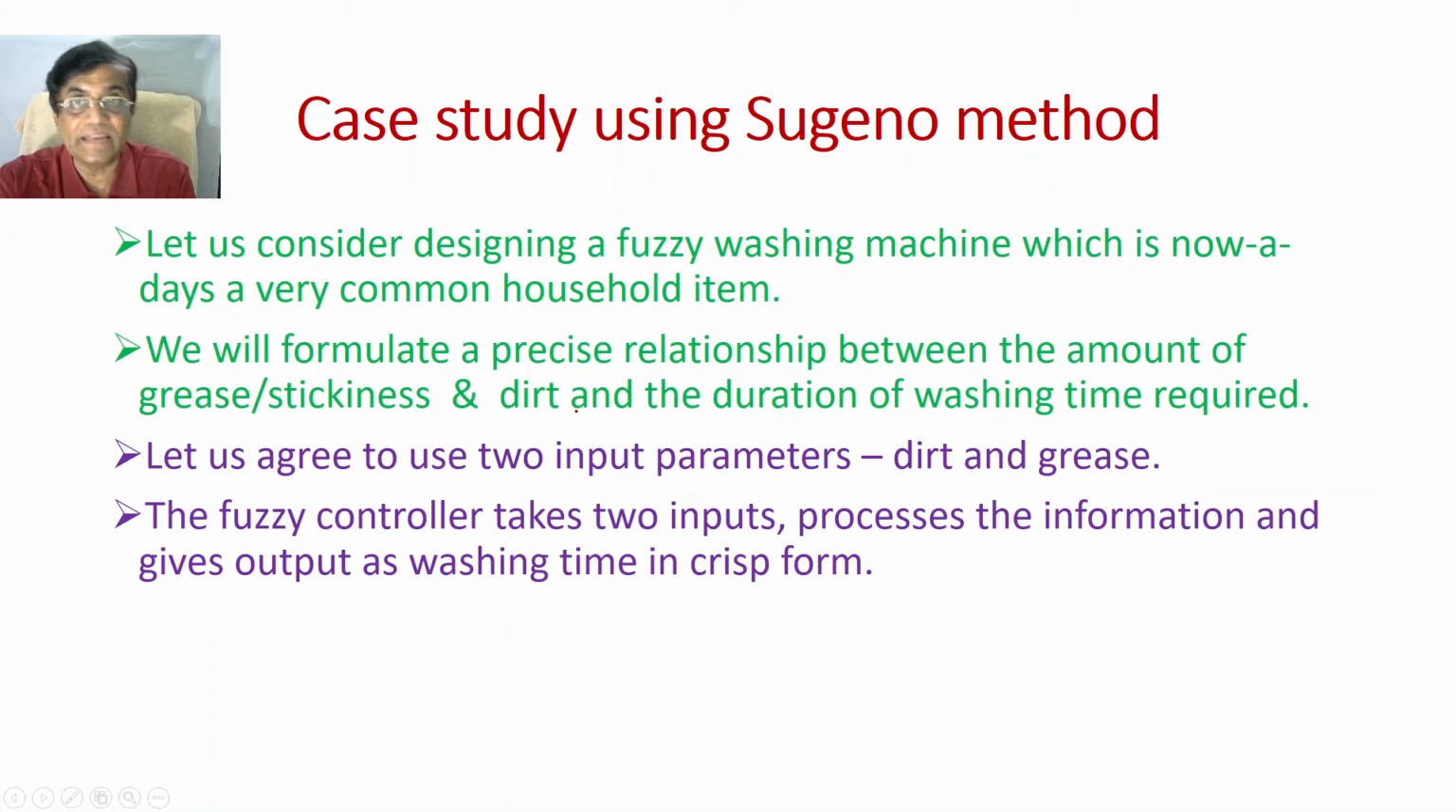Now we will make a case study using the Sugeno method, and in that regard we will take a concrete example. Say nowadays everybody has a fuzzy washing machine. This is a household item nowadays. So how is the fuzzy working there, and of course you need to understand there is a fuzzy chip. And we'll formulate the concrete design using the MATLAB fuzzy inference systems shell, okay, expert systems shell.